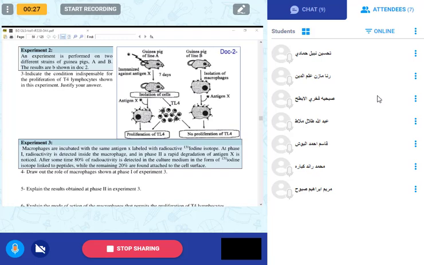So if the macrophage presents the antigen on its surface, in order for T4 to come, T4 comes and identifies this antigen on the surface of the macrophage.